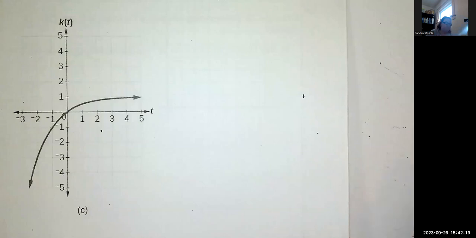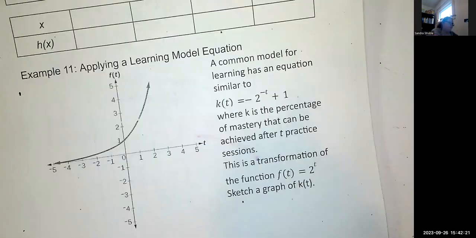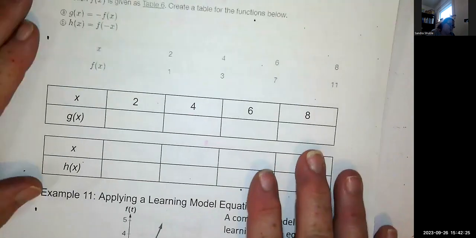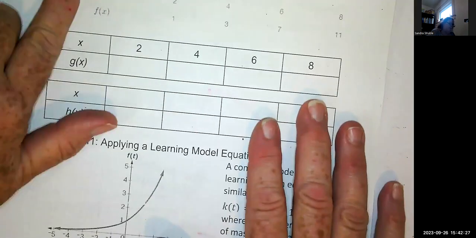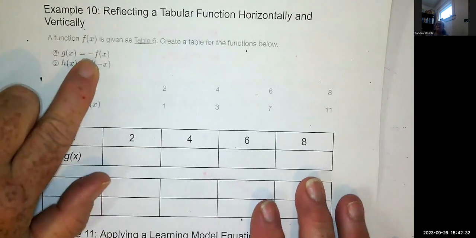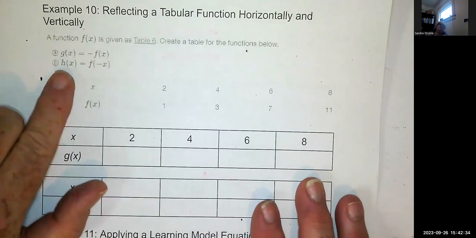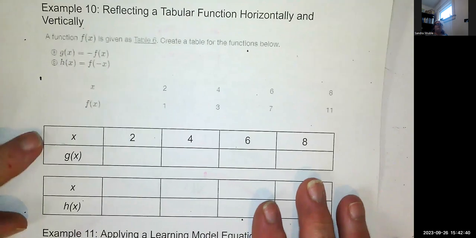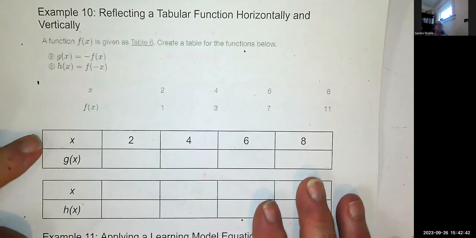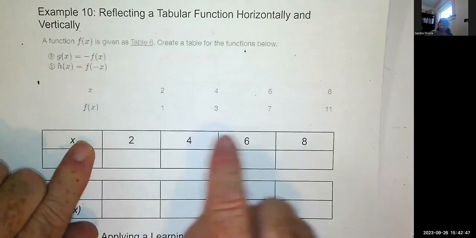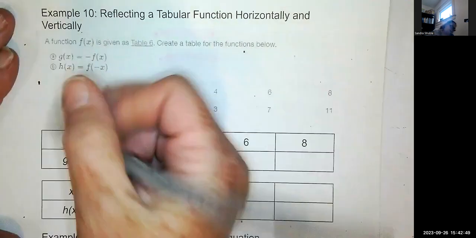All right, moving on. Back to tables. We're going to do a horizontal and a vertical reflection table where we've got g of x is equal to negative f of x. That's going to be our vertical. And then h of x is equal to f of negative x, which is going to be our horizontal. So let's start off with our vertical reflection first. Verticals have the same exact inputs. So this is our vertical.